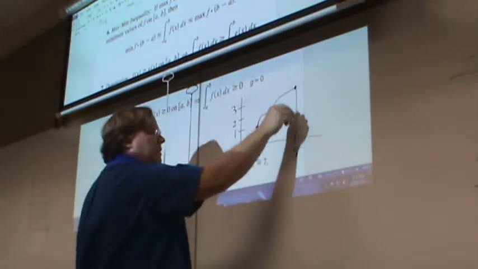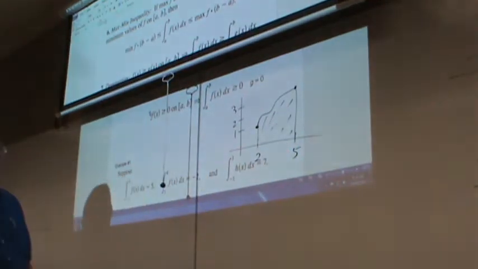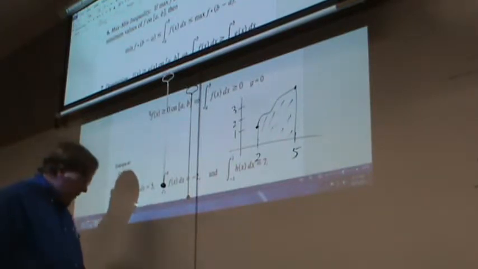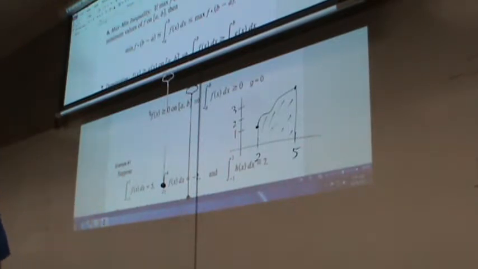So I'm looking at this area. They're telling me that that area is going to be less than the maximum value of the function times b minus a, but it's going to be greater than the minimum value of the function times b minus a. Someone tell me, what are they getting at here? What are they trying to tell me?